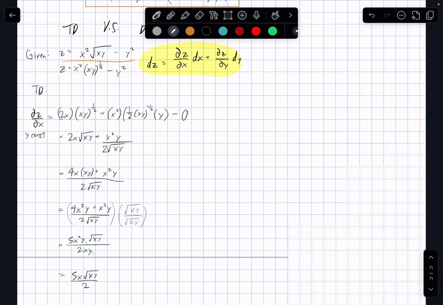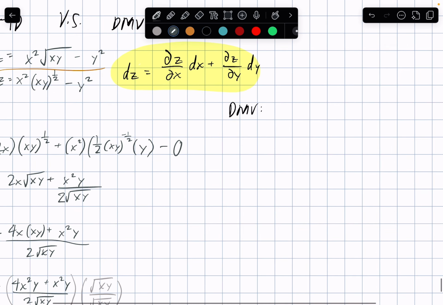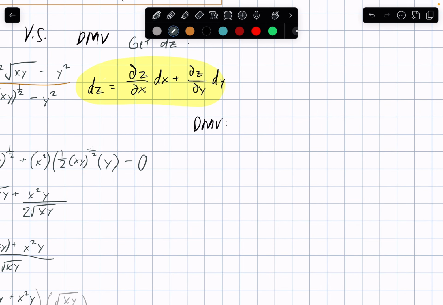Okay. So that's how you solve using total differentials. How about using differentials of multiple variables? Just a disclaimer, I'm not really sure how to solve this anymore. I'm just copying the solution at this point for DMV.